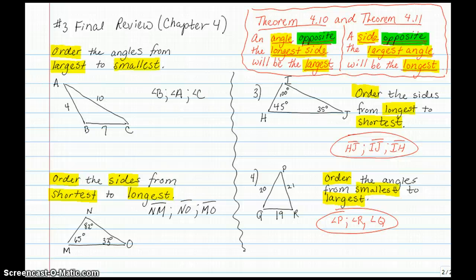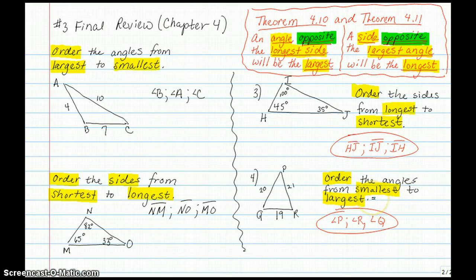Okay, number 3, we're going longest to shortest. 100 degrees is the biggest angle, so HJ is the longest side. 45 degrees is the next one in size, so IJ is the second longest side. The third longest side, or the shortest side, would be IH, because it's across from the angle J, which is 35 degrees.